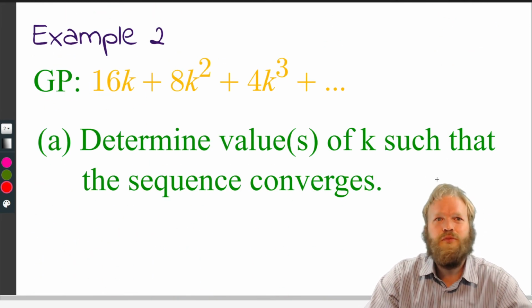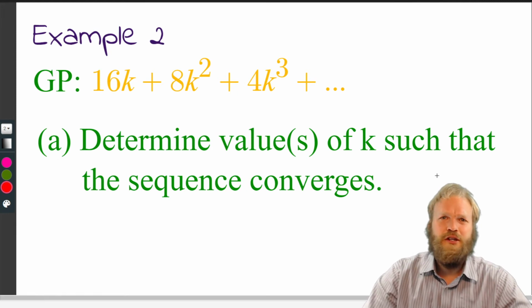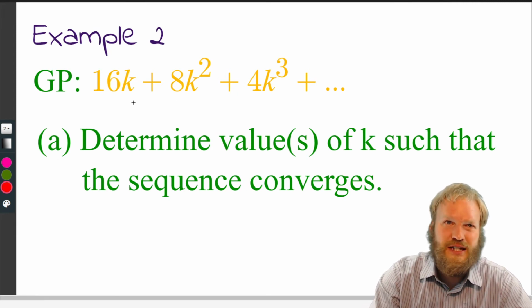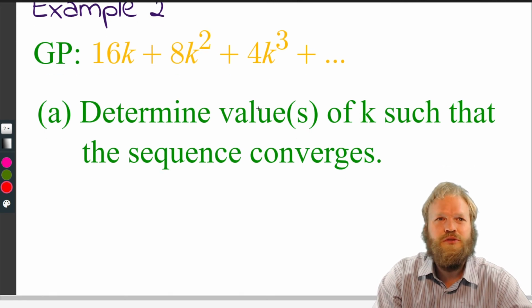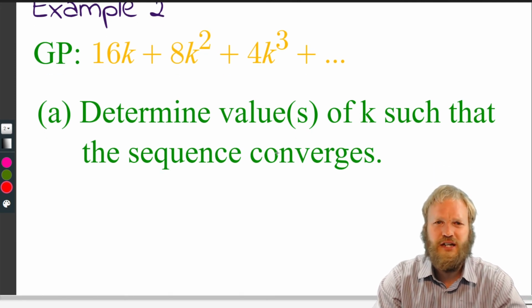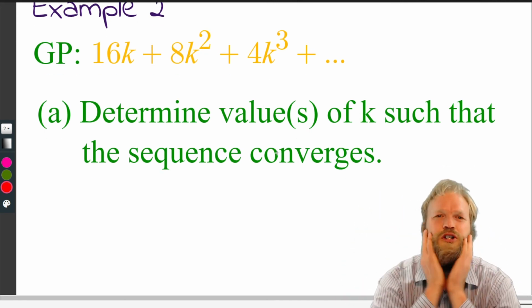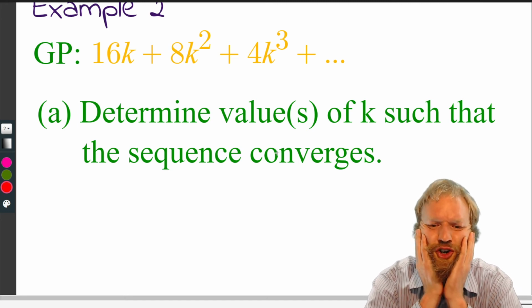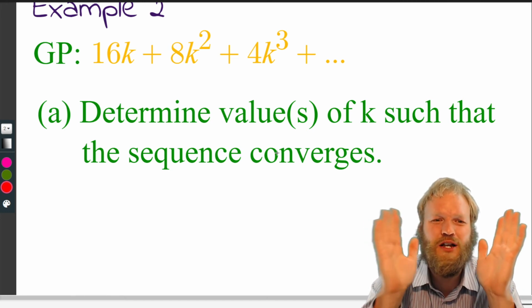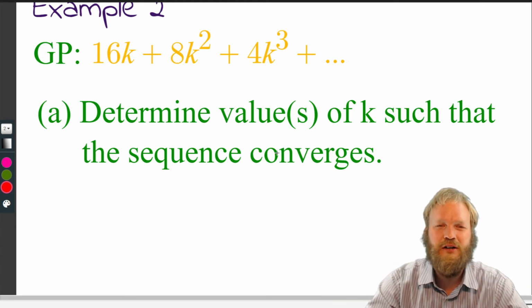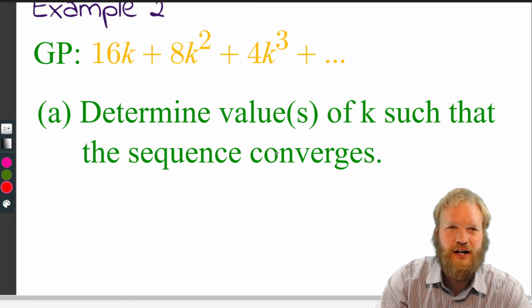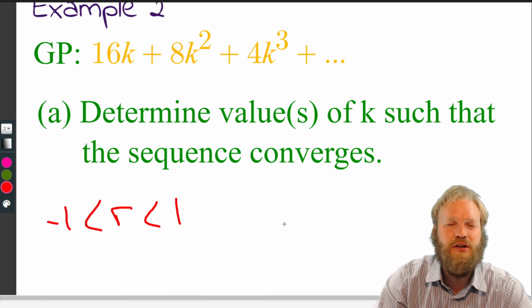Example 2. Determine the values of k such that this given sequence converges. So it's a geometric progression. If a sequence converges, what do we know the ratio must be? Between which two numbers must the ratio be? Well, it needs to be between -1 and 1. So if our ratio is between -1 and 1, then we know it converges.